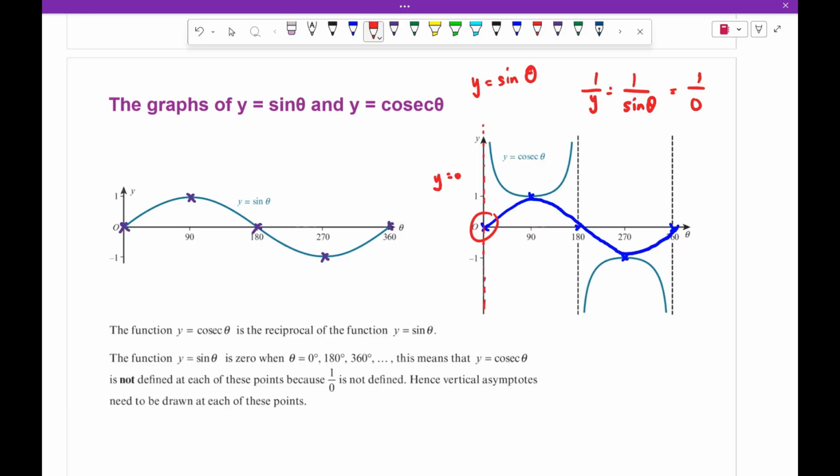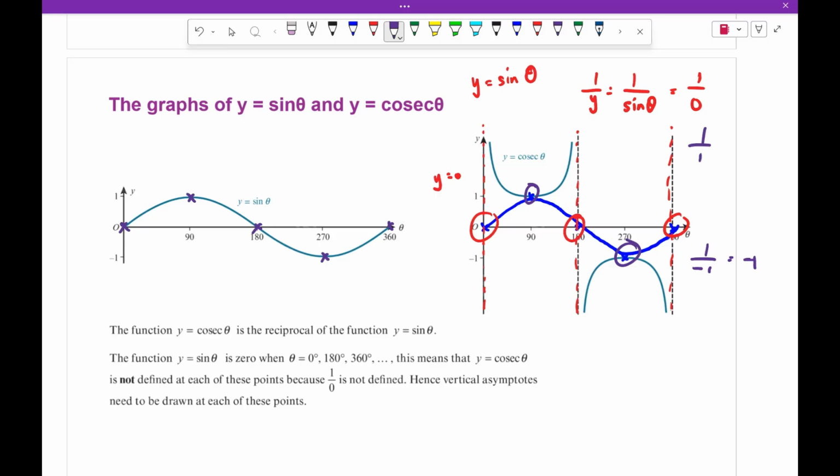Again, at 90 degrees, that's when y equals 1. So 1 over 1 results in 1. Okay, that's fair. Same goes for 180 and 360, they are both the same. They are asymptotes. So here's an asymptote, here is another asymptote. Same goes for 270, here it should be 1 over negative 1, so that results in negative 1.